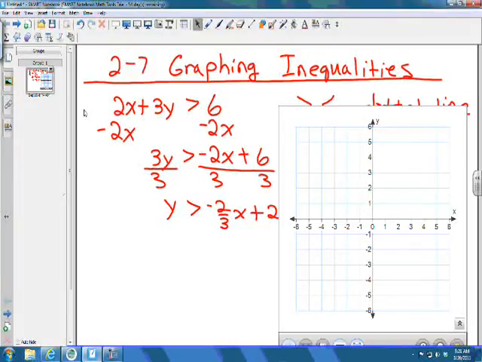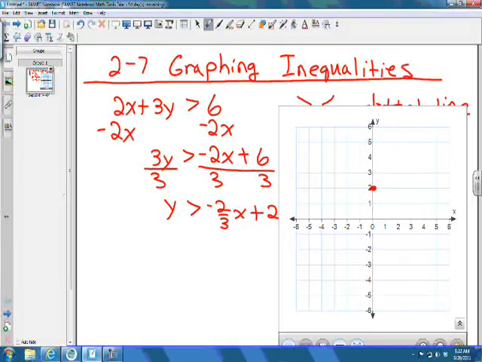So looking at that, what would be a pretty easy point to plot? 0, 2, absolutely. And isn't that the y-intercept anyway? You should be able to see that. So yeah, 0, 2 is an easy point.